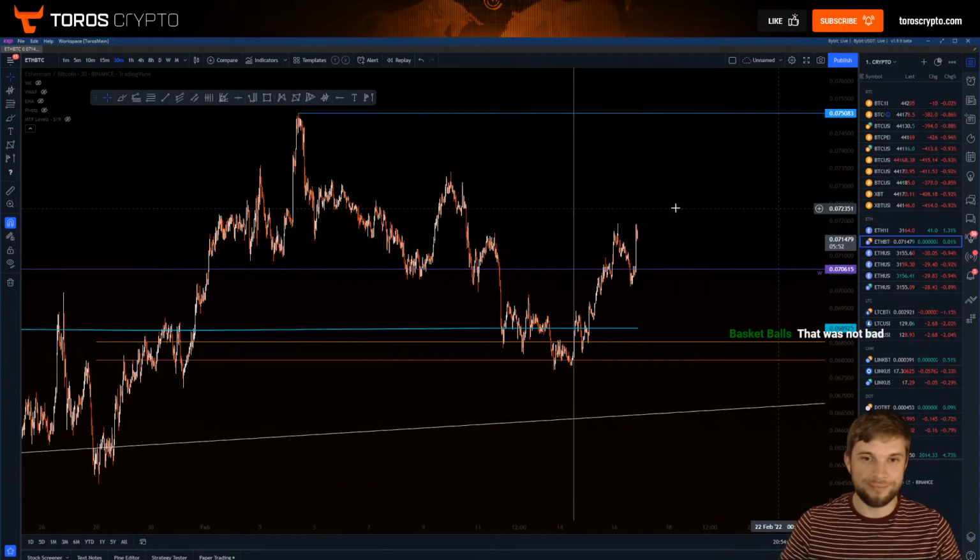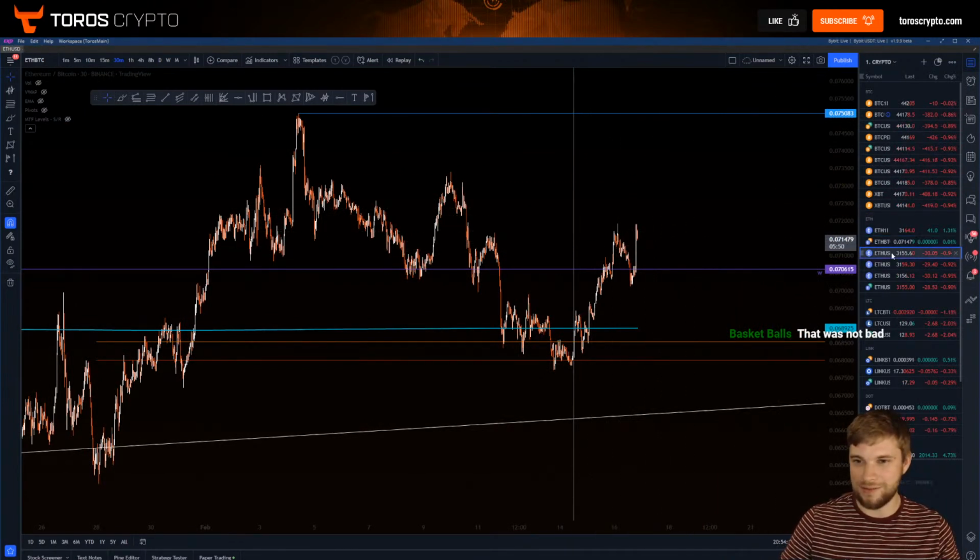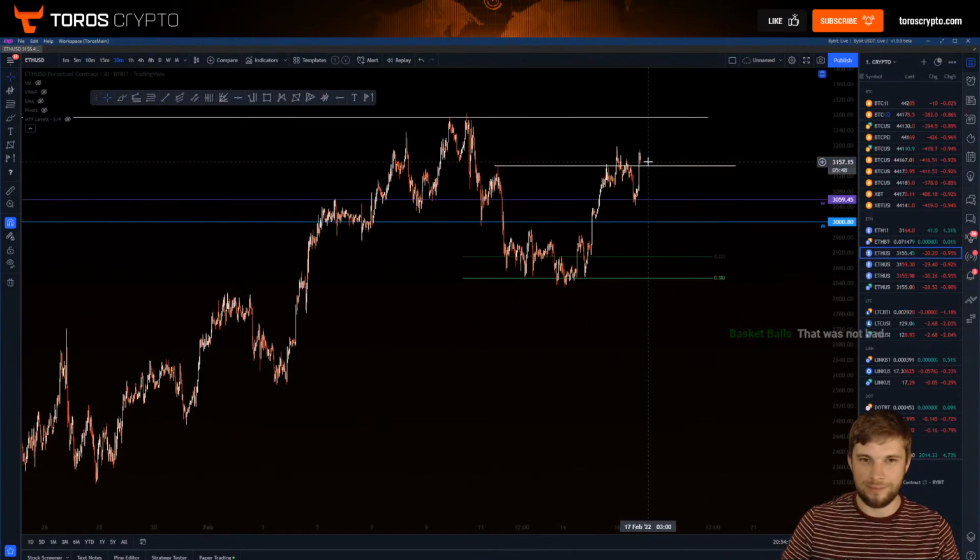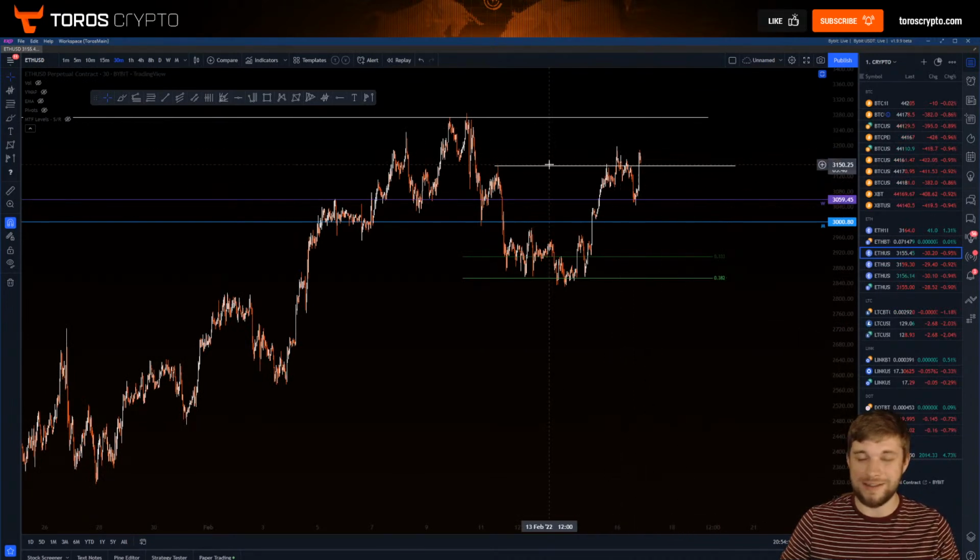ETH, highs of the range, not doing much. Broke out, it's doing the same thing, right? We're probably forming another range around here on Ethereum.